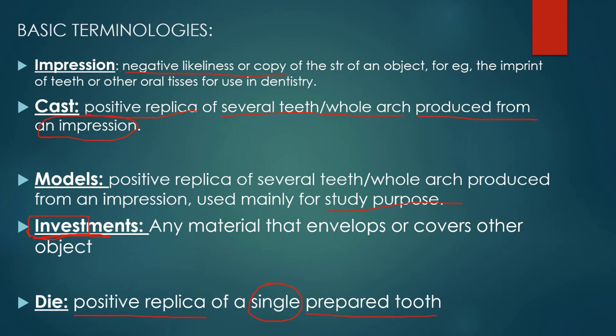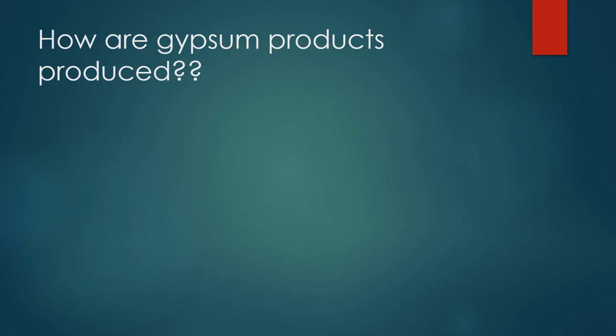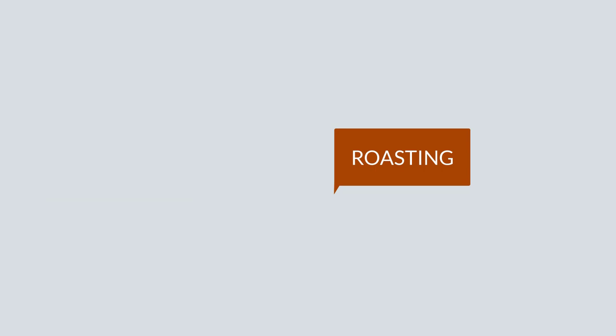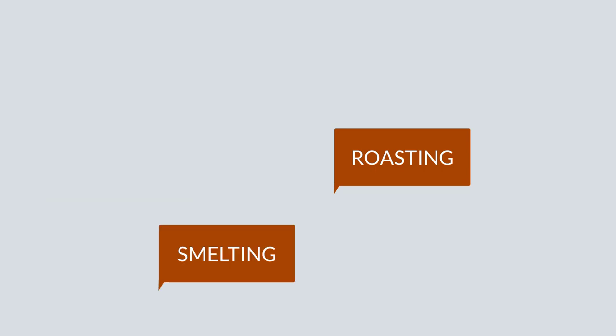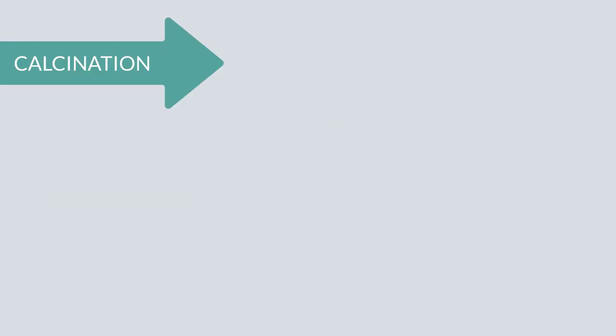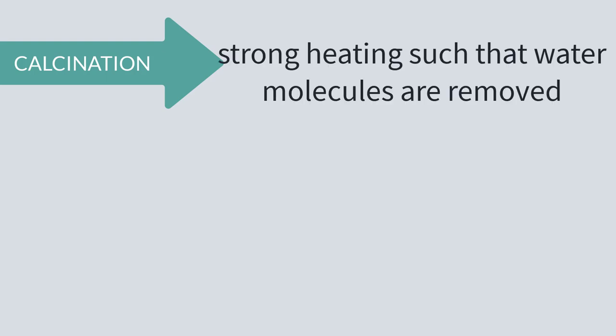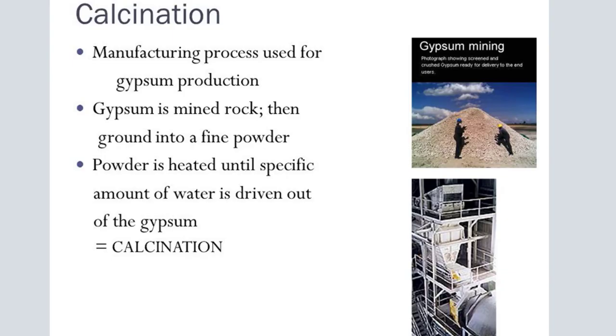Now let's talk briefly about how gypsum products are produced. While studying dental materials, you'll come across terminologies like calcination, roasting, and so on quite a lot. Calcination basically means exposing any material to strong heat such that it gets desiccated, which means the moisture or the water molecules are removed. Gypsum products are nothing but derivatives of gypsum and are produced by calcining gypsum.